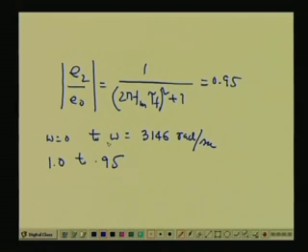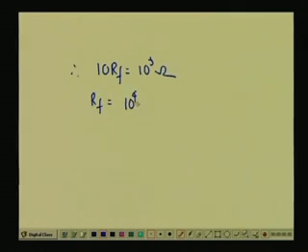Now, in order to determine the values of RF and CF, we use the fact that each stage in the process must have an impedance 10 times more than that of the previous stage. Now, you see the oscilloscope has an input impedance of 1 megohm. If the oscilloscope has an input impedance of 1 megohm, I can write 10 RF equal to 10 to the power 5 ohm. So, RF we can take equal to 10 to the power 4 ohm.